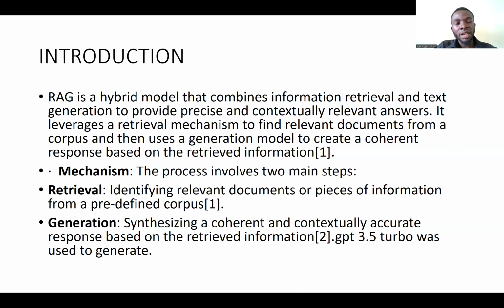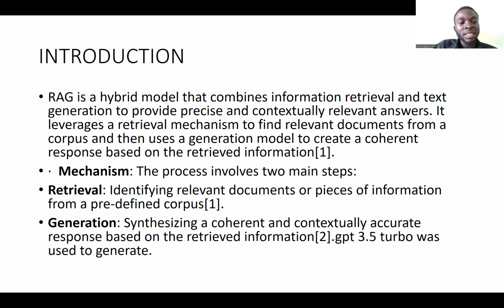So basically, RAG is a hybrid model that combines information retrieval and text generation to produce precise and contextually relevant answers. A RAG application helps us not to retrain the model once again, but instead we just provide the model with a database from which it retrieves information and generates a response. So the mechanism always includes two things, that is retrieval and generation.